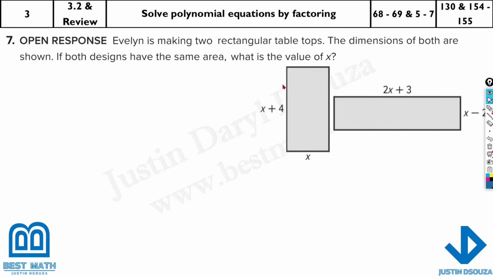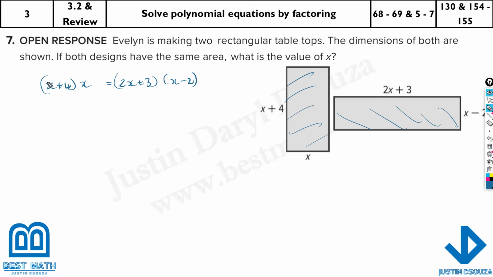Here we have again two rectangles. Evelyn is making two rectangle tabletops. The dimensions of both are shown. If both designs have the same area, what's the value of x? So that means the area of this and the area of this is the same, but the dimensions are not the same. Length and width vary. So what you need to do is find the area. x plus 4 times x will be equal to 2x plus 3 times x minus 2.